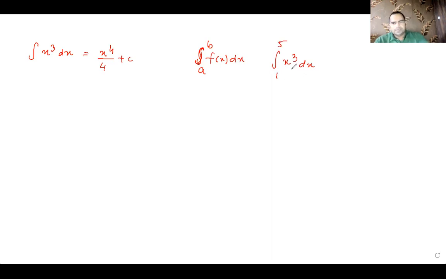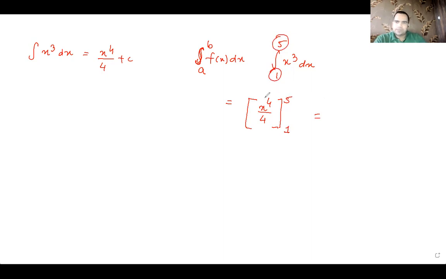So what happens in this case is we integrate this. So it'll be x to the power 4 over 4. And like normal integration, don't put the constant here. Now, what we actually do is we take this as 1 and 5. And after that, you substitute the upper limit. This is always the upper limit, and this is called the lower limit.